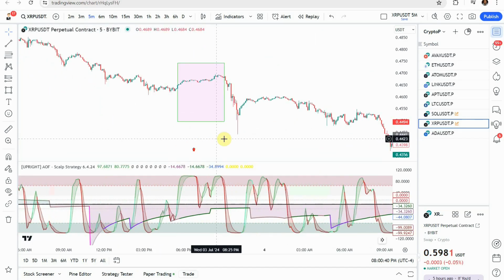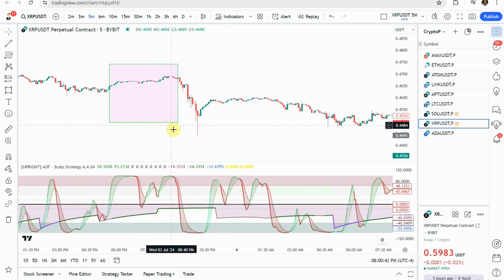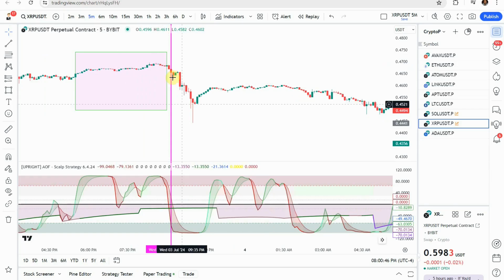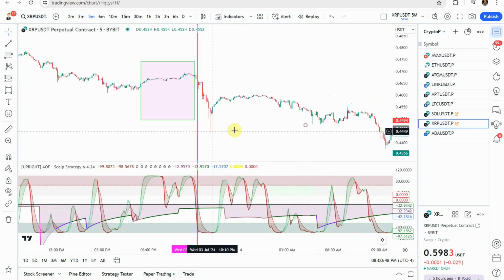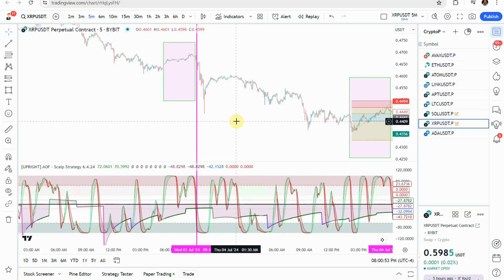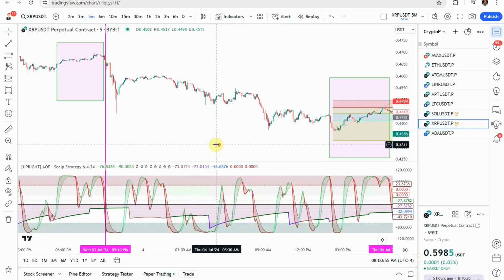And I won't go through this one, but again, you can get the same picture right here. You can see we get the cross right about here, and you can see, boom, we make this really nice drop to the downside. So again, this is a really nice crypto strategy here.